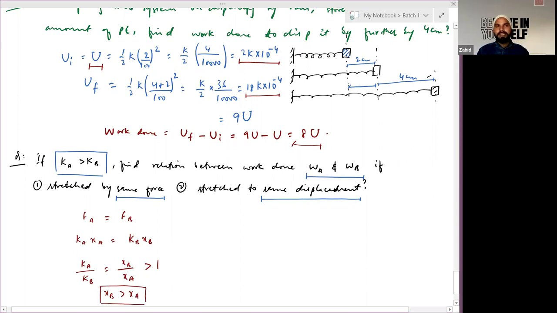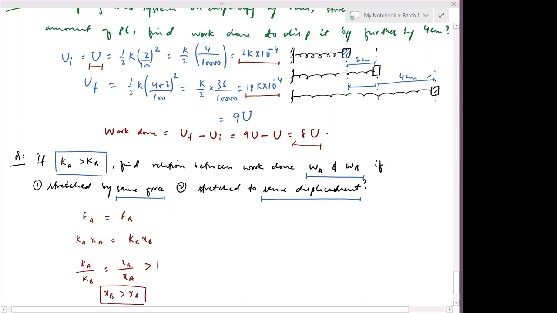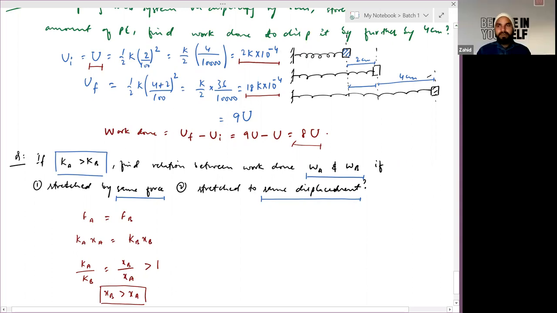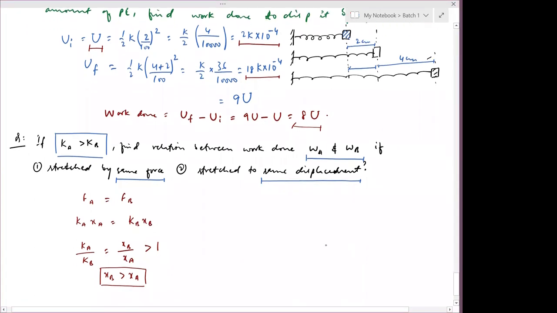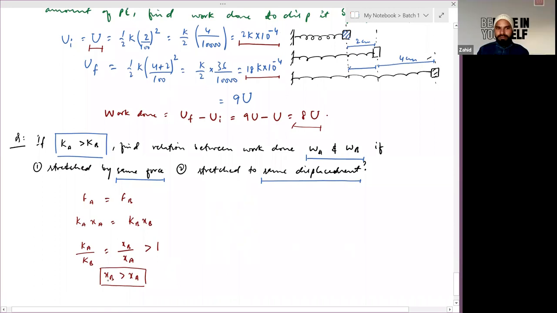So it will be like this. Is it clear till this part? Hamza, is it clear? Yes, sir.